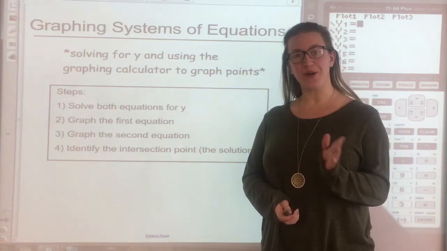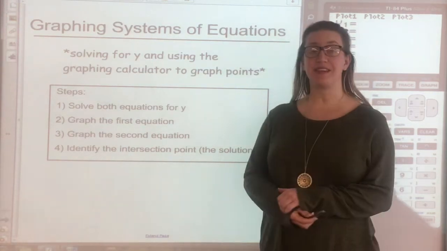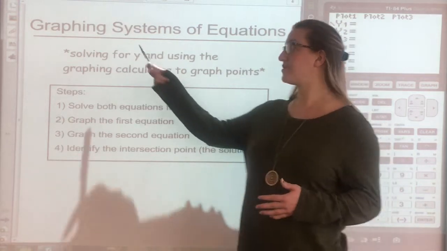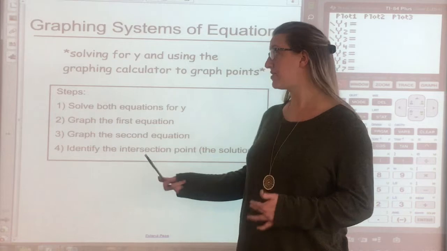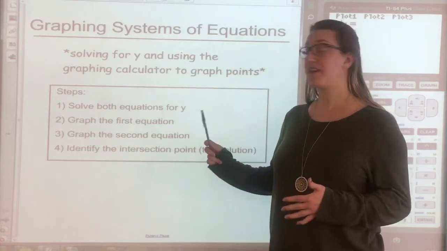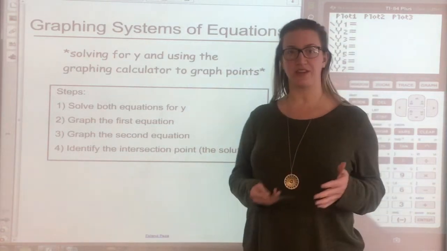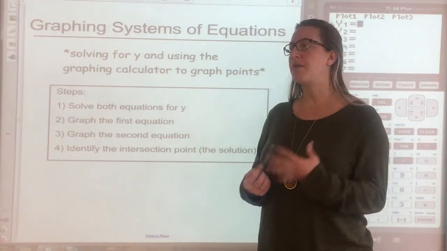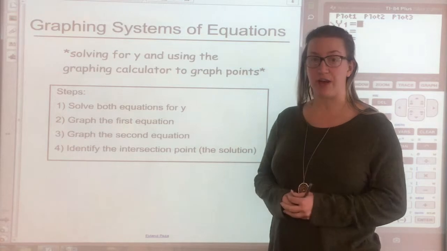Hi all, today we are going to be talking about graphing systems of equations. I use a certain method where you have to solve for y first every single time and then use the graphing calculator to graph the points, okay? I know there's a lot of methods using slope and y-intercept and so on, but for me and my students we just use the graphing calculator.